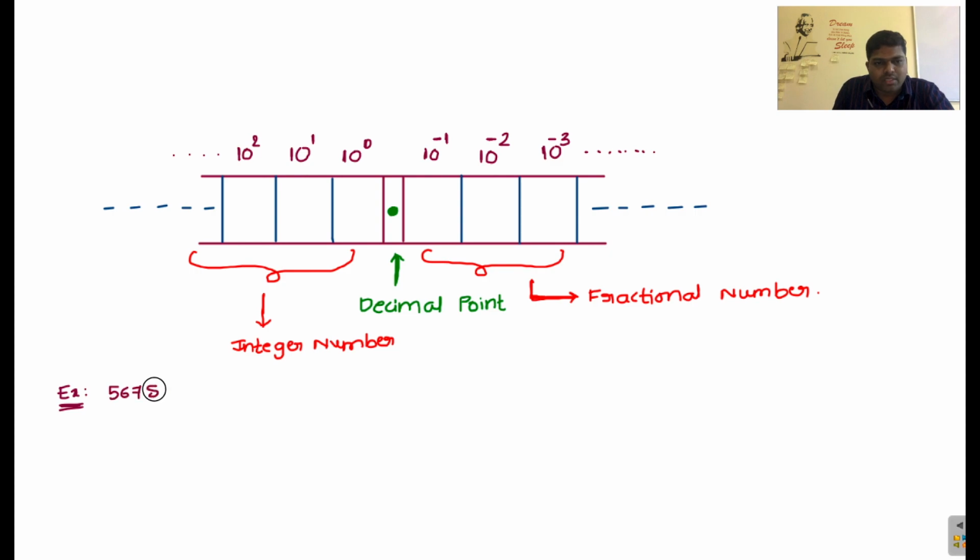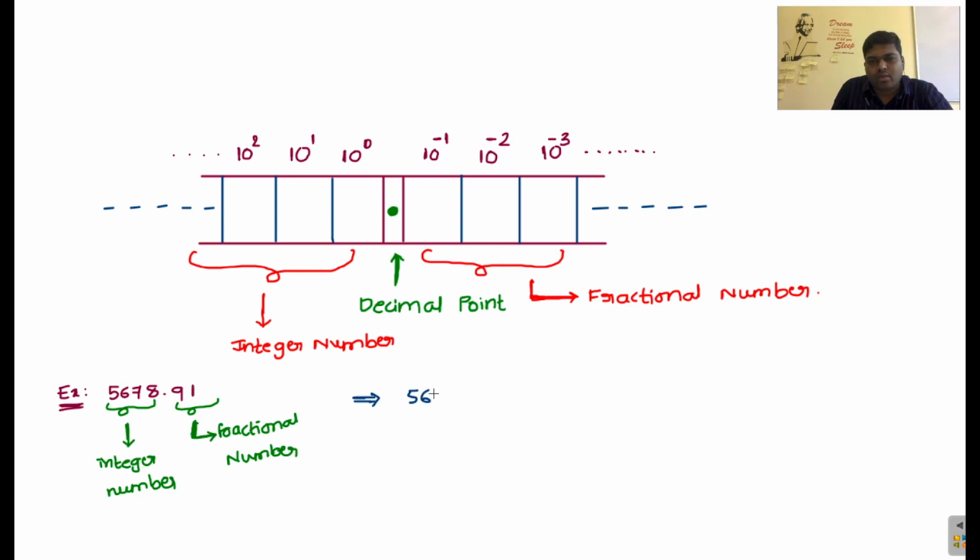So here, just take the decimal number 5678.91. This entire portion is the integer number, and this one is the fractional number. This is a decimal system. The given 5678.91 base R is a decimal number system. So R equals what? 10. Now you can apply this representation here.